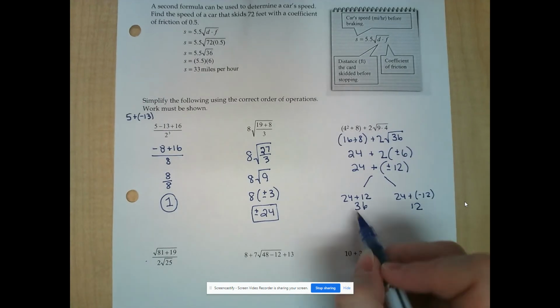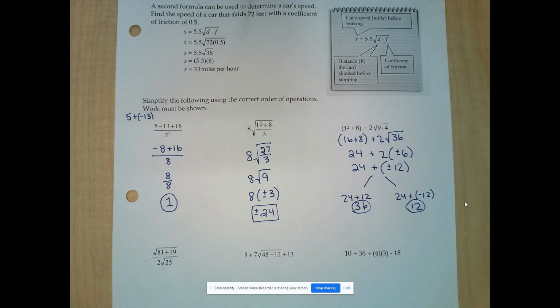Technically, this has two answers. The answer could be 36. The answer could be 12. And they're both correct, and they should both be there, the same as when we solve an equation.